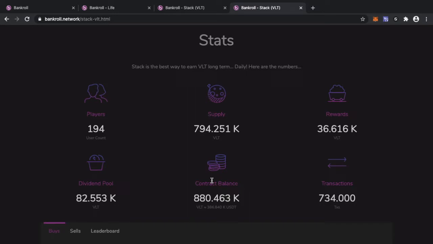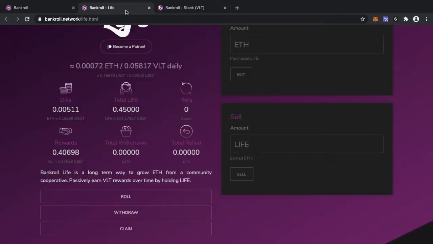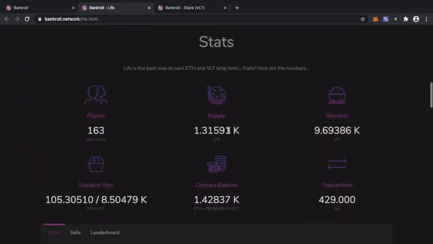I don't think anyone's ever gone into one of those platforms and felt that they haven't come out with a return on their investment, or they haven't played the game and come out as a winner. So this is Ethereum, pretty new still. We've only got just under 200 players. The supply is just under 800,000 Volt, and the contract balance at the moment stands at 880,000 Volt. This is still very early in the Stack contract and Ethereum bankroll contracts in general.